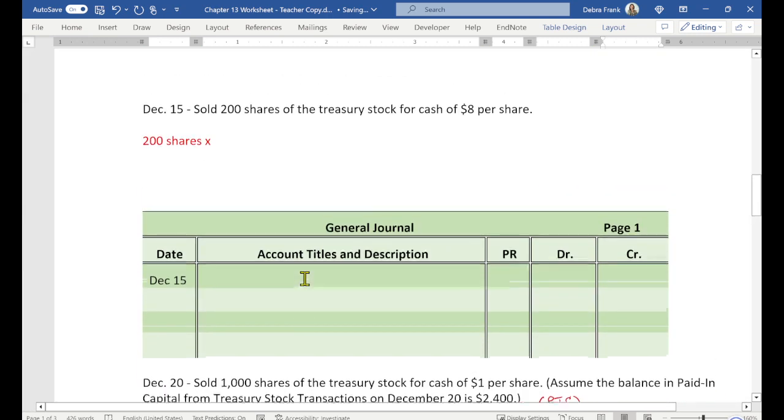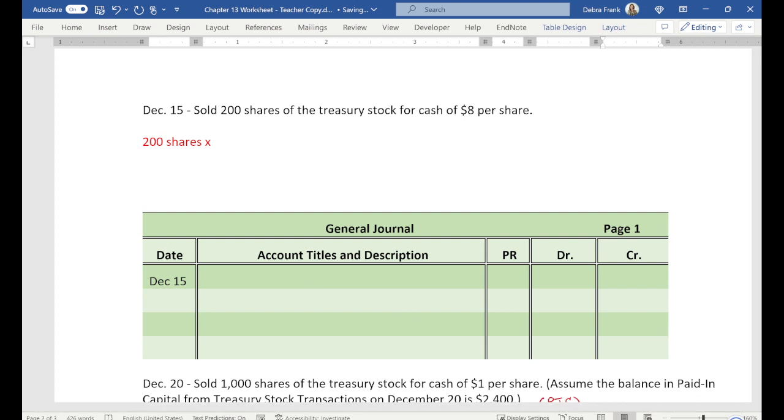We're going to remember this because we'll reference back to this debit balance later. And so here we have December 15th now. They sold 200 shares of treasury stock for cash of $8 per share. So the sale price is $8. That's going to be how much cash they received. So let's do that real quick. 2 times 8 is 16, so we have $1,600 for cash received. So when we do our journal entry, we'll know that we got $1,600 cash, so that'll be our debit.